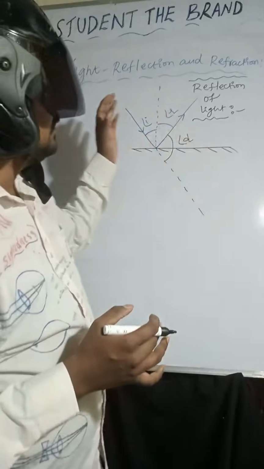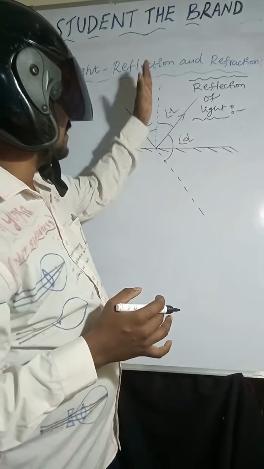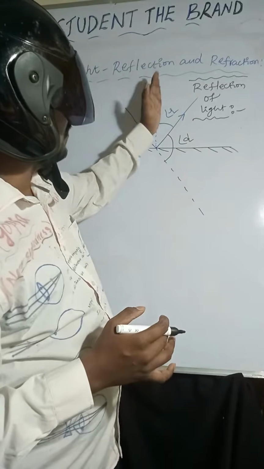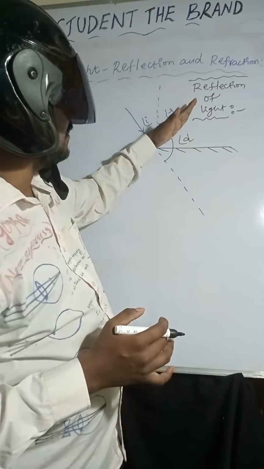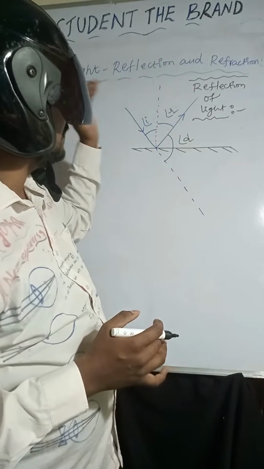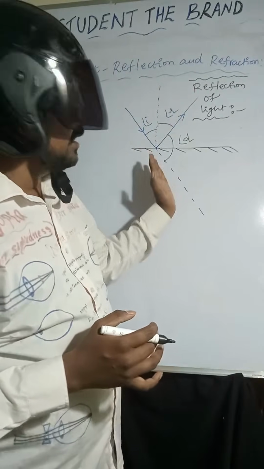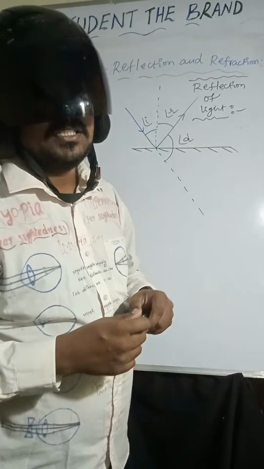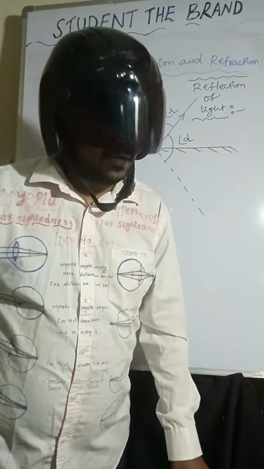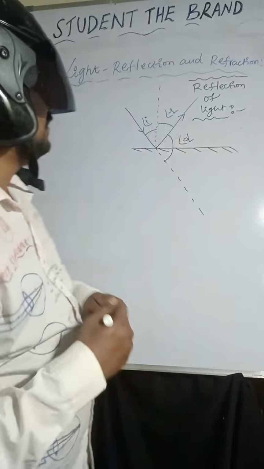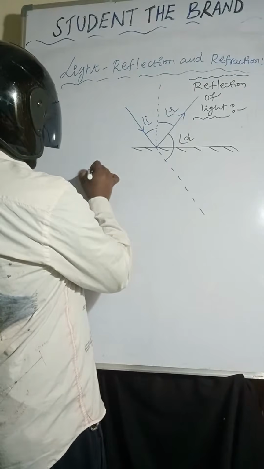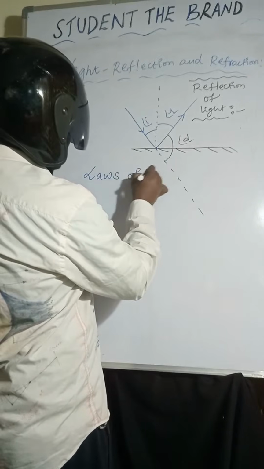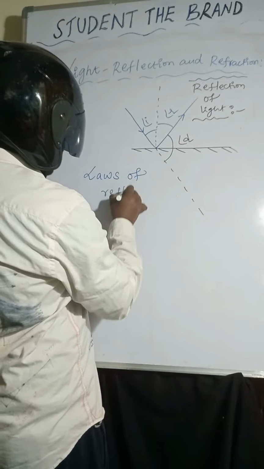So here are the terms: incident ray, reflected ray, normal line, undeviated line. The angle between the incident ray and normal line is called the angle of incidence. The angle between the reflected ray and normal line is called the angle of reflection. The angle between the reflected ray and the undeviated line is called the angle of deviation. Now you can observe here the laws of reflection. So I'll discuss the laws of reflection.